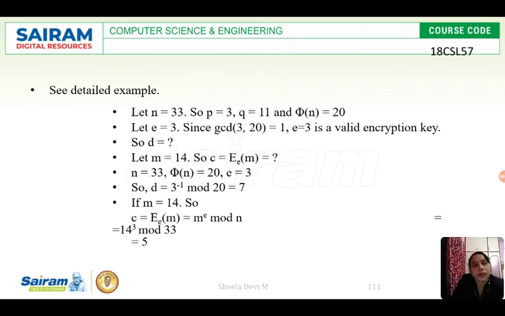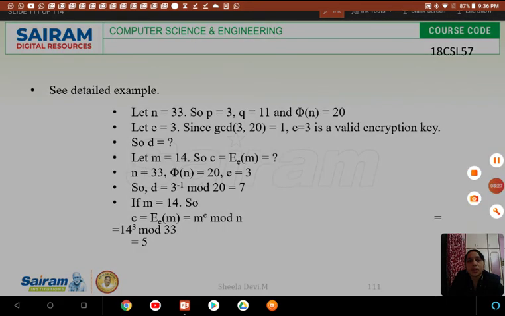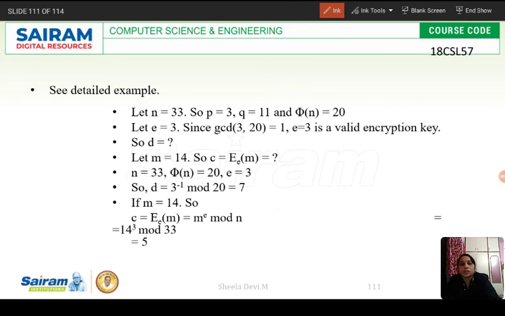What is the second step? The second step is to calculate phi of n. What is phi of n? Phi of n is equal to (P minus 1) into (Q minus 1), as per the RSA algorithm. So what is P minus 1? It is 2. And what is Q minus 1? It is 10. So 2 into 10 is equal to 20.